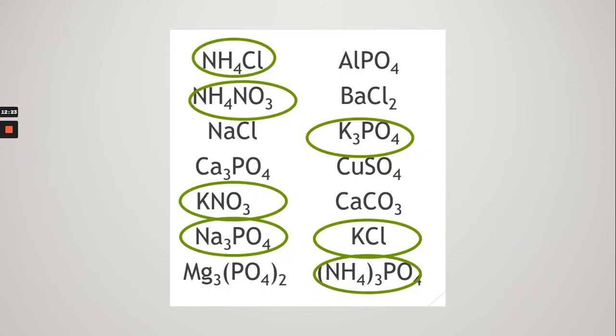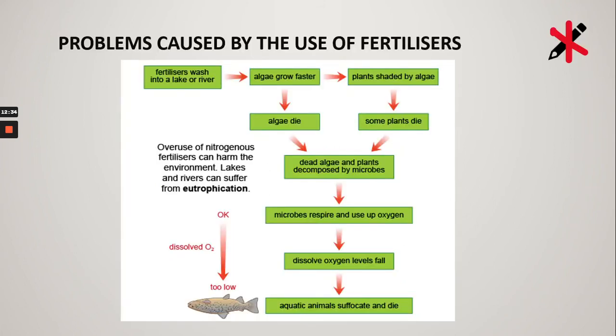Okay, so here we go. Those are the 7 compounds that are soluble and contain either nitrogen, phosphorus or potassium, so they can be used as fertilisers. This isn't mandatory knowledge at National 5, it is mandatory at National 4, but it's important background knowledge.